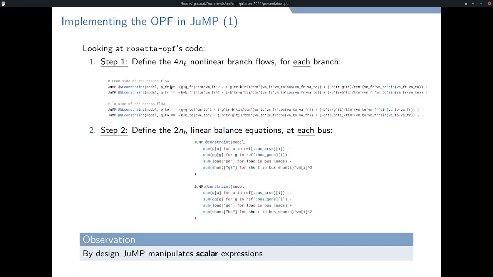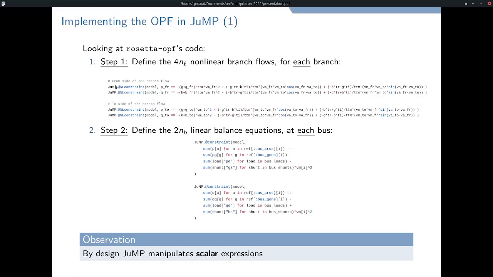Then we connect the edges together on the buses of the network. To do that, we use the following linear balance equations. These equations are linear, so we use the macro add constraints. So all the nonlinearities in the problem are embedded inside the nonlinear branch flows we define on the edges of the network.